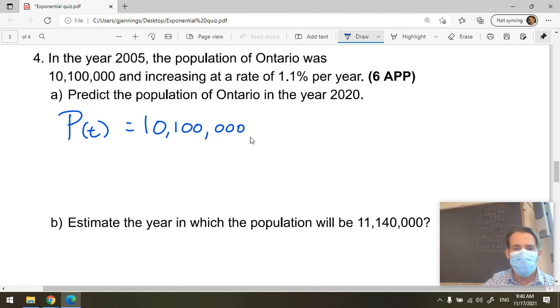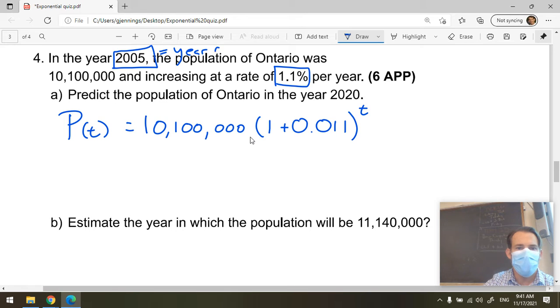10,100,000, multiplied by the growth factor, which is 1 plus this written as a decimal, 0.011, raised to the power t. This is my equation. And I have been asked to predict the population in the year 2020. 2020 is 15 years after year 0, so this will be 2020 minus 2005, and that would be year 15.